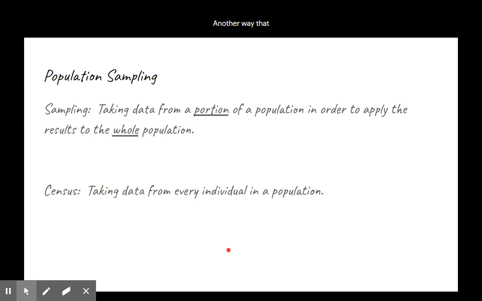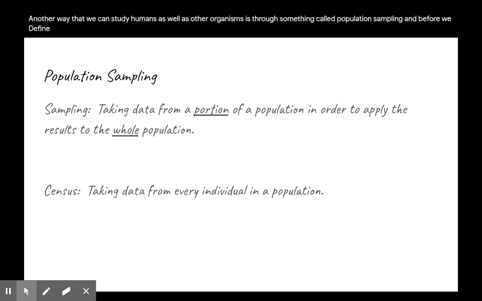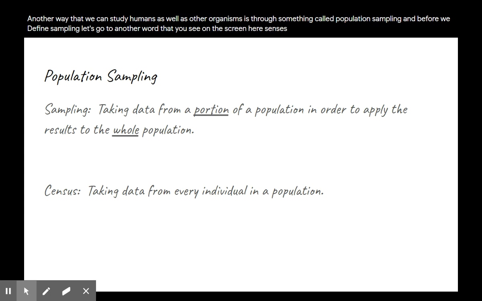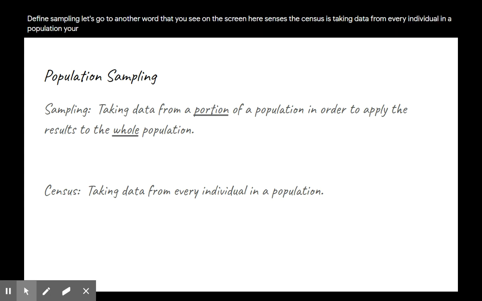Another way that we can study humans, as well as other organisms, is through something called population sampling. And before we define sampling, let's go to another word that you see on the screen here, census. The census is taking data from every individual in a population. You're probably familiar with this in the United States because every 10 years we do a federal census. Every last person is supposed to be accounted for.